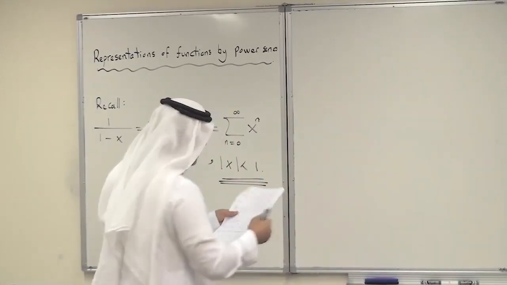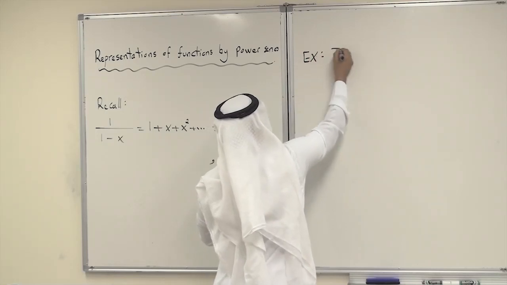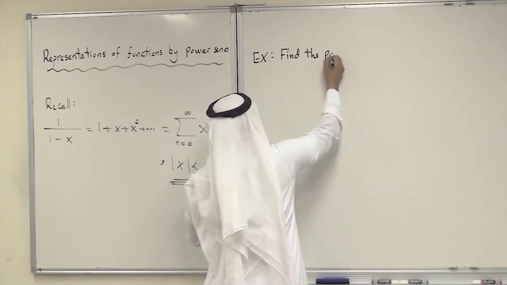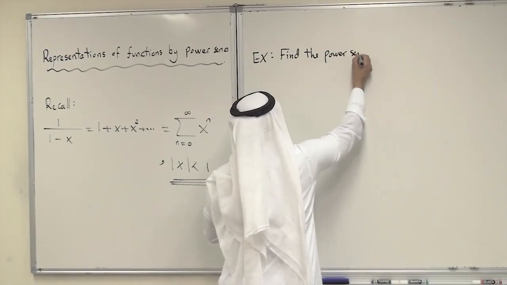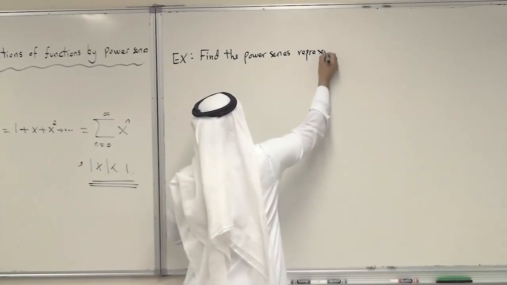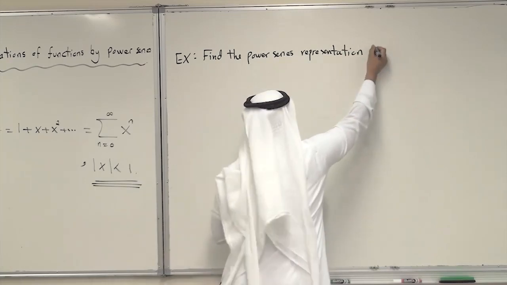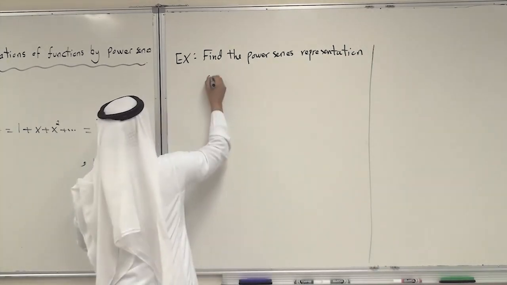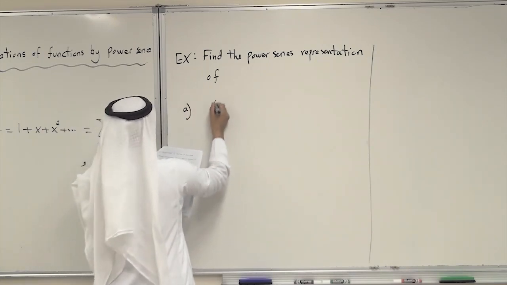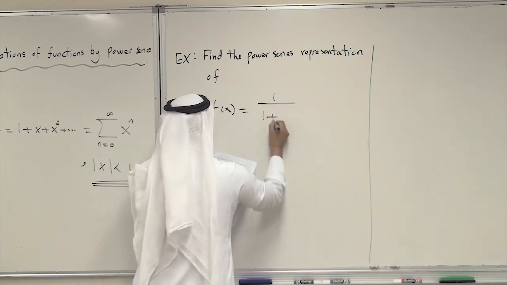Let us do that in the following exercise. So the exercise says: find the power series representation of a given function, let us say of the following function. So I start with part A. This is part A that says f of x is equal to 1 over 1 plus x squared.